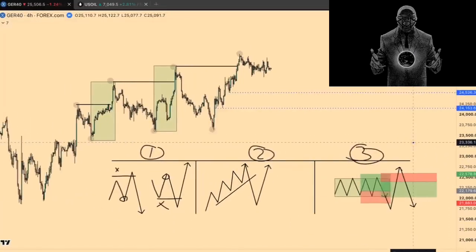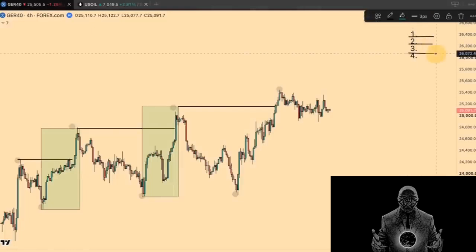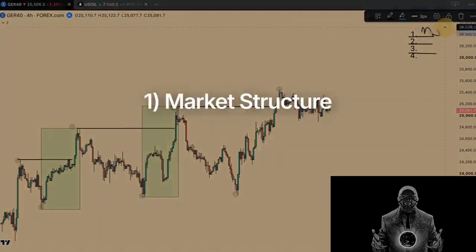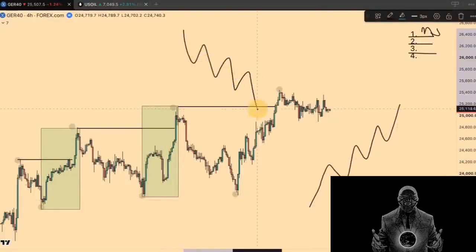Now, let's dive into the actual confluences that I then combine with these liquidity concepts in order to take trades like that German 40 position, which I showed you during the introduction of this video. For this trade breakdown, we're going to go over each and every confluence one by one, starting with the most important one, which is going to be MS, known as market structure. Is the market trending in towards the upside, or is the market trending in towards the downside?